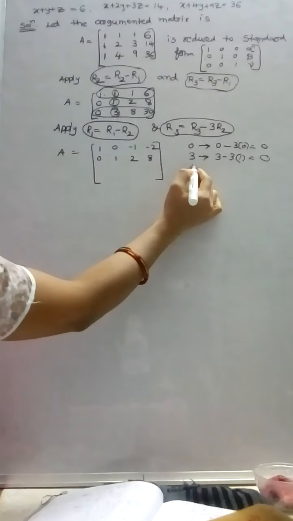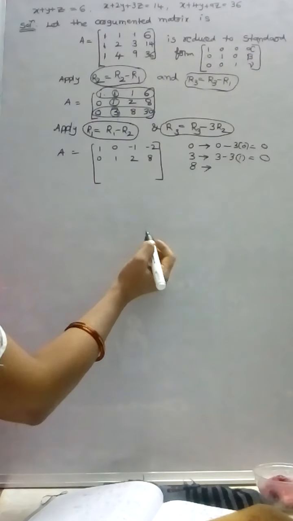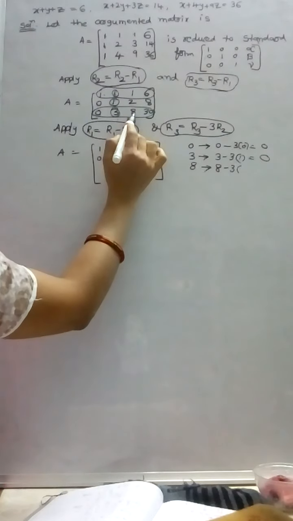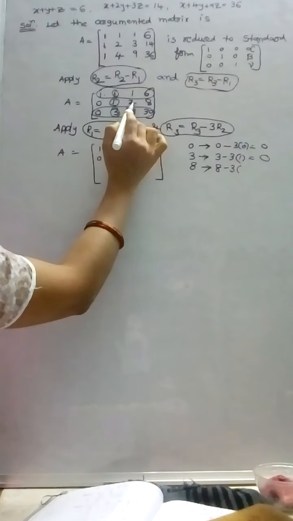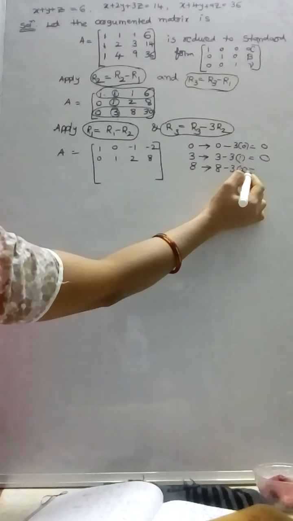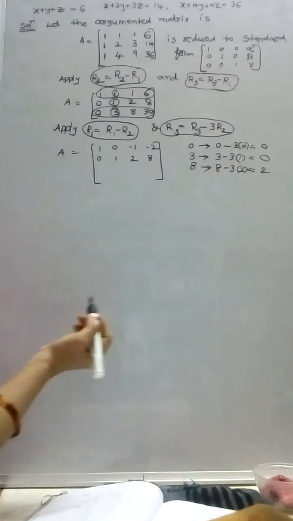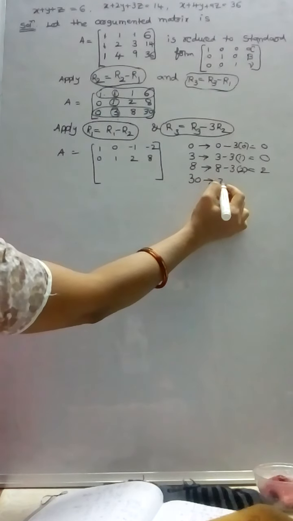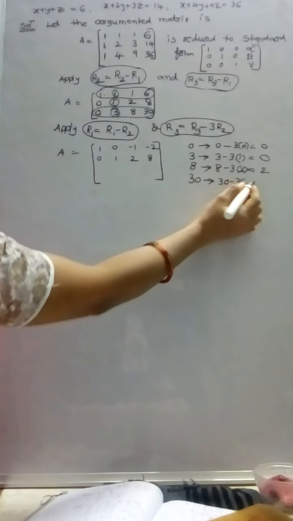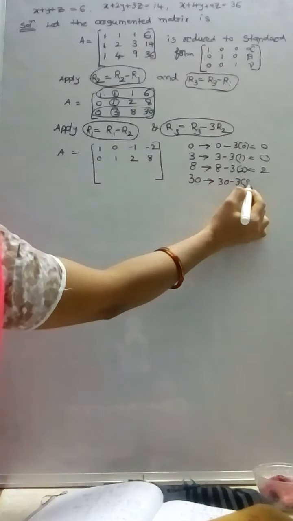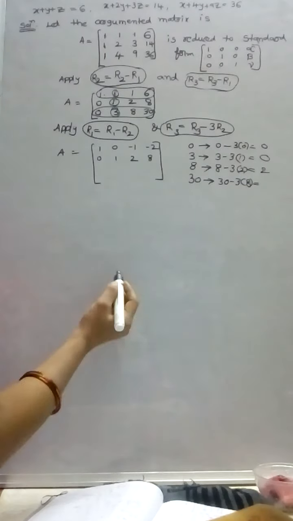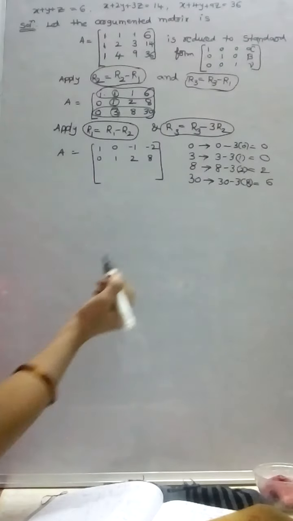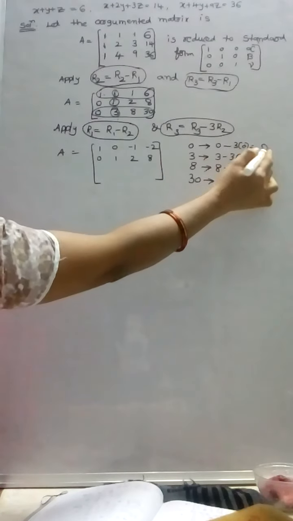Next, here we have 8. 8 changed to 8 minus 3 into the corresponding element of 8 in R2, which is 2. 8 minus 6 equals 2. Next, here we have 30. 30 minus 3 into 8. 3 eights are 24, 30 minus 24 is equal to 6. We take the third row: 0, 0, 2, 6.